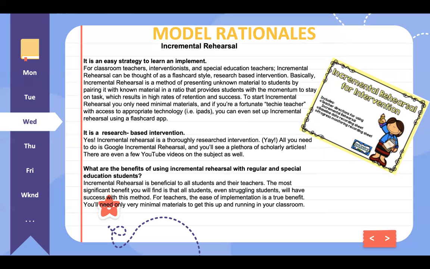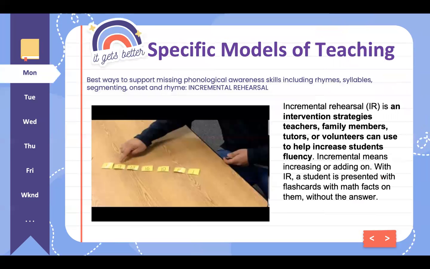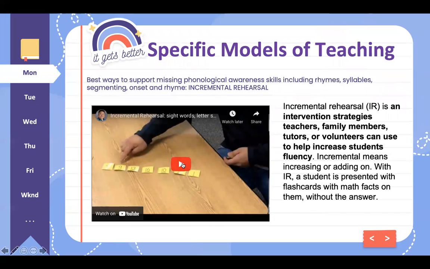So what are the benefits of using incremental rehearsal with regular and special education students? Incremental rehearsal is beneficial to all students and their teachers. The most significant benefit you will find is that all students, even struggling students, will have success with this method. For teachers, the ease of implementation is a true benefit. You'll need only very minimal materials to get this up and running in your classroom. And so I do want to go back because I believe my video will allow me to show you how incremental rehearsal is implemented in the classroom.